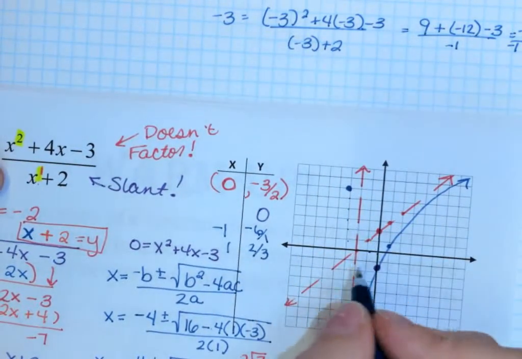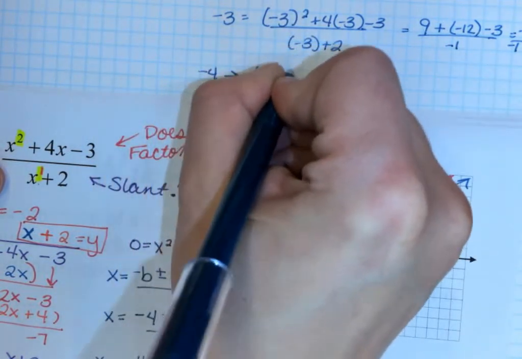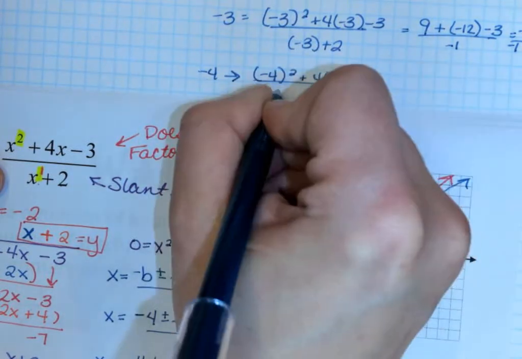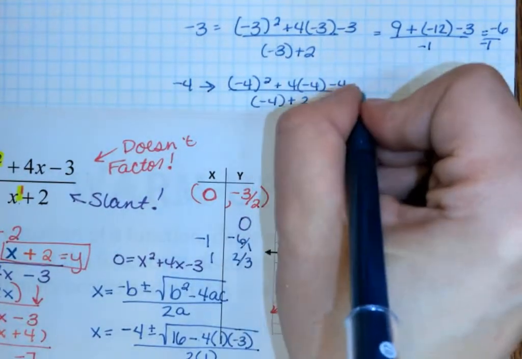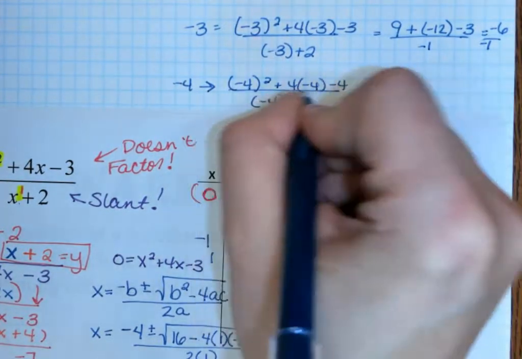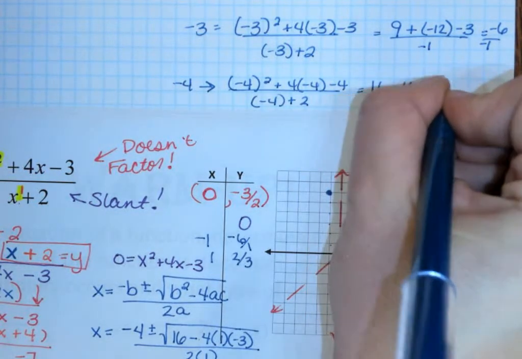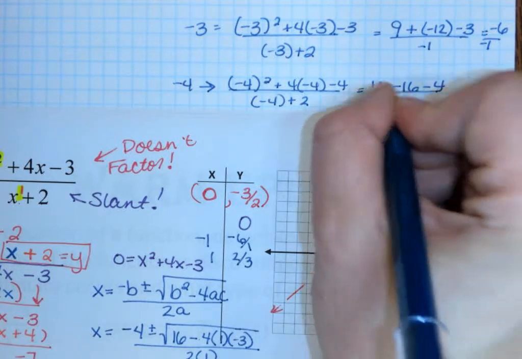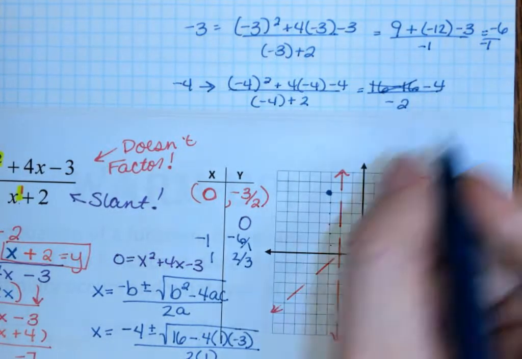I'm going to use negative 4. What is negative 4 squared? What is 4 times negative 4? Negative 4 plus 2? So I have negative 4 over negative 2, which is 2.